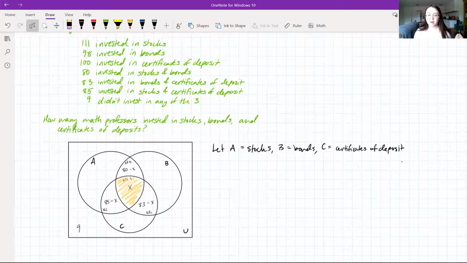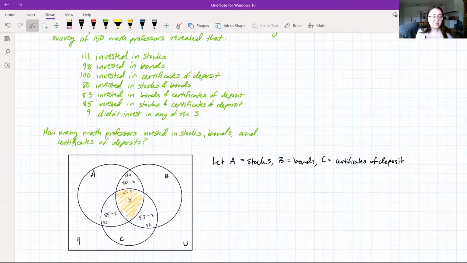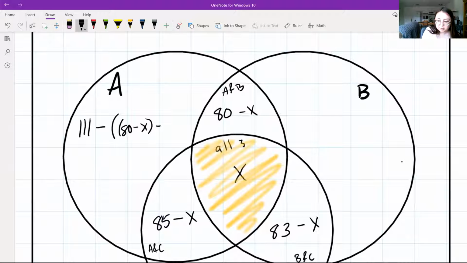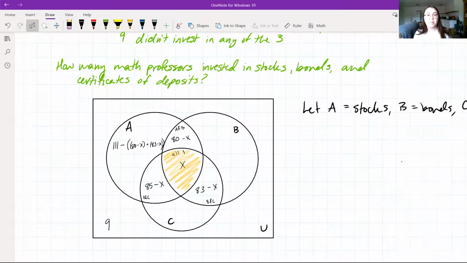We know that the number of the people that invested in these different categories singularly is the addition of all of the other regions. So we get, if 111 people invested in stocks, we have to take 111 minus, and this is going to be 80 minus X plus 83 minus X. So we know that that is going to be the value of A.